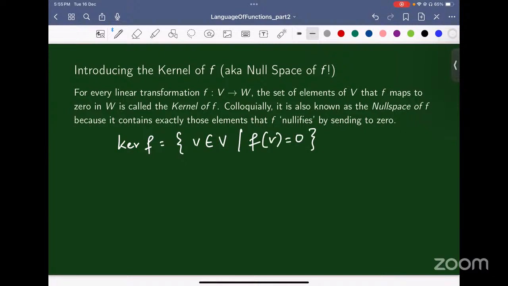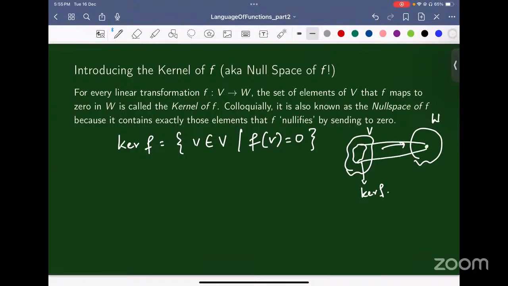Where does this live? Well, F is a function from V to W. The kernel of F lives inside V. And F sends all of this to 0 in W. The kernel is also a subspace, a subspace in V.